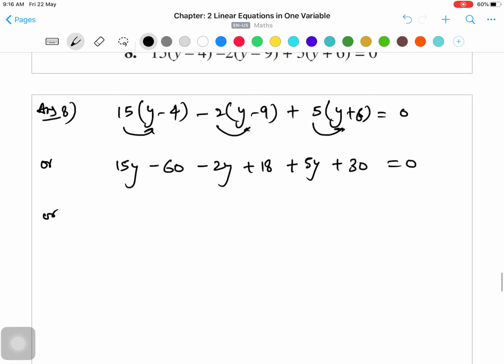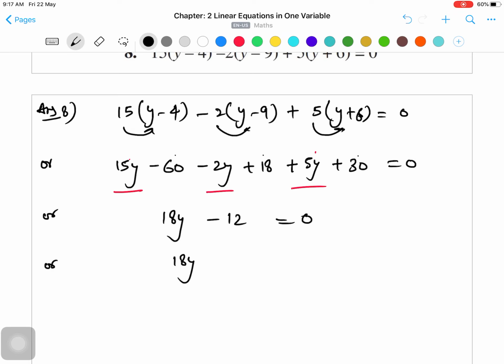Now, write it out. We have 15y minus 2y plus 5y. 15 plus 5 is 20, minus 2 will be 18y. And we have minus 60 plus 18 and plus 30. Minus 60 plus 30 will be minus 30, and minus 30 plus 18 is minus 12, equals 0.